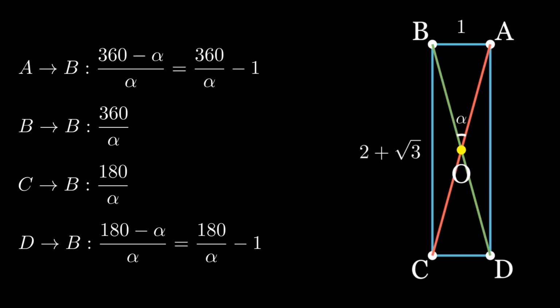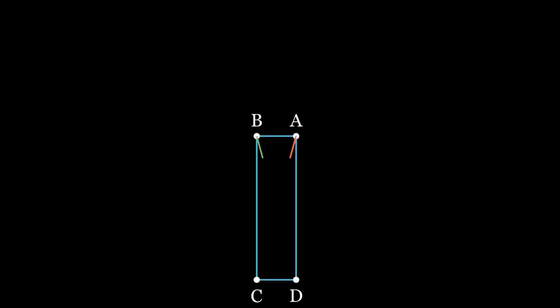Next, for B to reach itself, the total rotation required is 360 degrees. This means the number of steps is simply 360 divided by alpha. For C to reach B, the rotation required is 180 degrees. Thus, the number of steps is 180 divided by alpha. Finally, for D to reach B, the rotation needed is 180 minus alpha degrees. Therefore, the minimum number of steps is (180 minus alpha) divided by alpha, which simplifies to 180 divided by alpha minus 1.